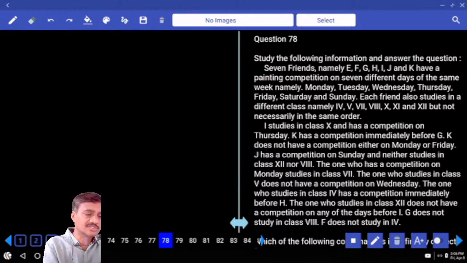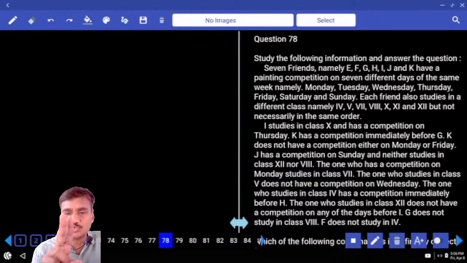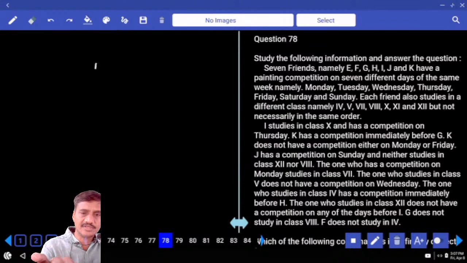Now 78 onwards, it is based on a new set. For 78 to 82, 7 friends were there: E, F, G, H, I, J, K. They have a painting competition on 7 different days of the same week, starting from Monday and ending on Sunday. Each friend also studies in a different class, and hence it is based on 2 parameters. So we need to fix the days: Monday, Tuesday, Wednesday, Thursday, Friday, Saturday and Sunday.